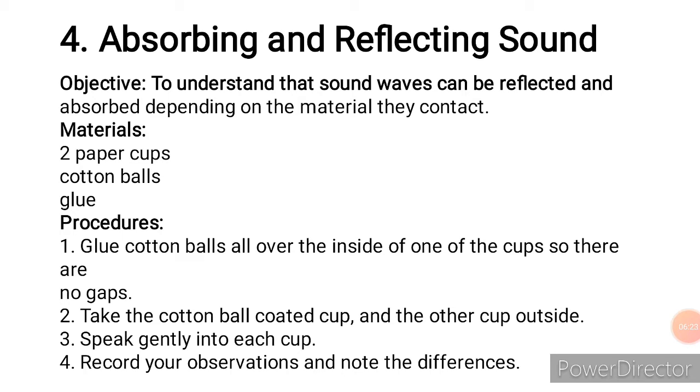You glue the cotton ball all over the inside of one of the cups, so there are no gaps, and you leave the other one like that. Then you take the cotton ball covered cup and the other cup, and you speak gently into each cup. When you speak gently into the cup, you record your observation on your worksheet. So one will have a cotton ball, the other will not. You record what you observe on your worksheet.